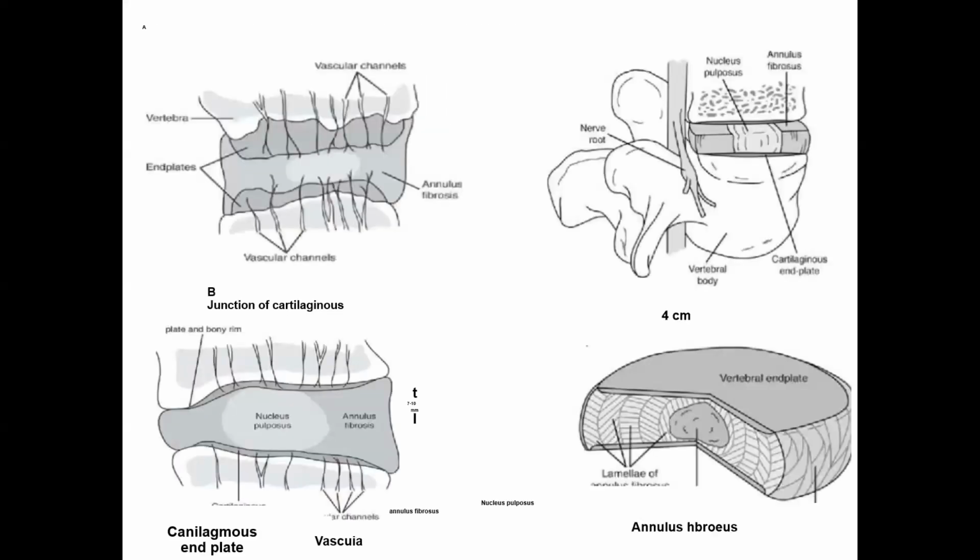Moving forward to the next slide, here you can see the structure of the intervertebral disc. These are the vascular channels of the disc. Here you can see the annulus fibrosus. These are the vascular channels, and these are the end plates of the disc. And here is the vertebra. These vertebral end plates, you can see, are of 4 centimeters.